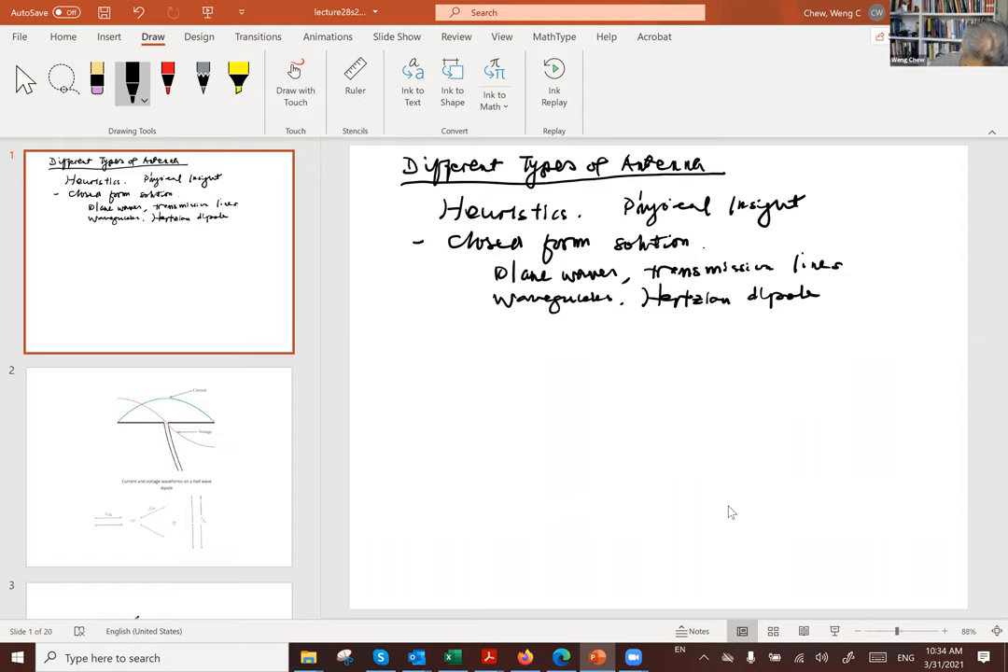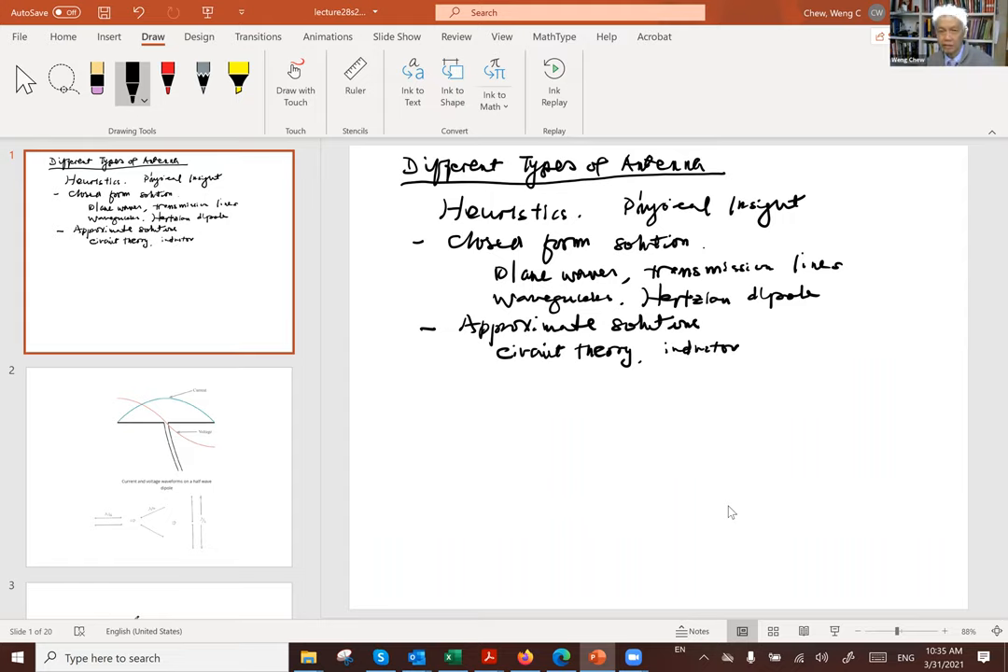But many problems are not solvable by closed form techniques, so we have to resort to approximate solutions. You can see this very much in circuit theory. If you want to estimate the value of an inductor, or the value of a capacitor, we use approximate formulas. And in antenna design, if you want to do far field approximation, we are essentially using approximate techniques.